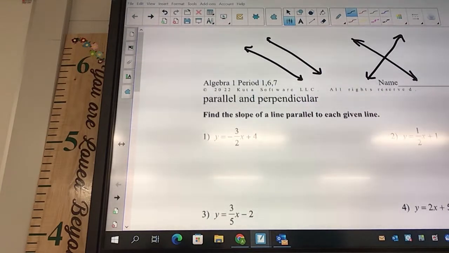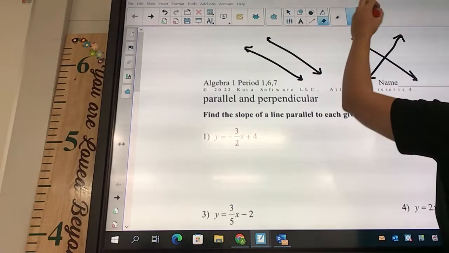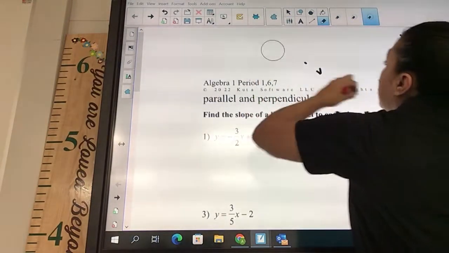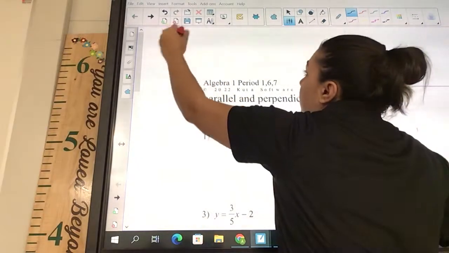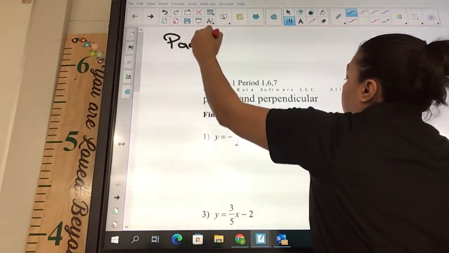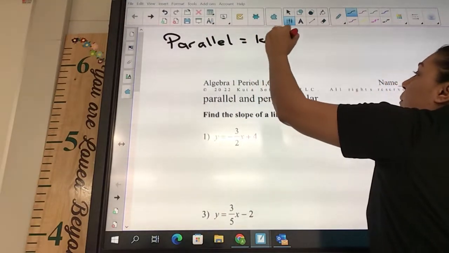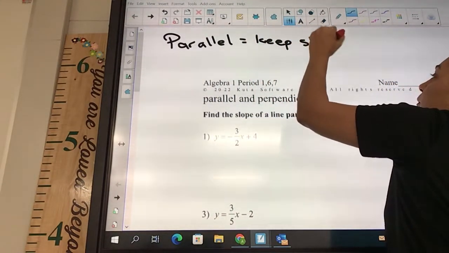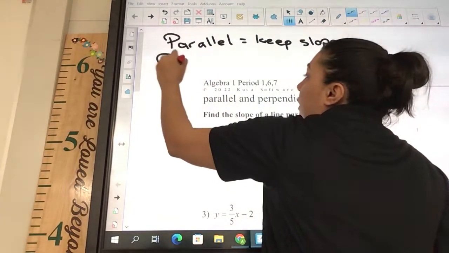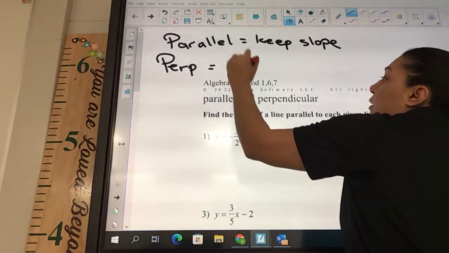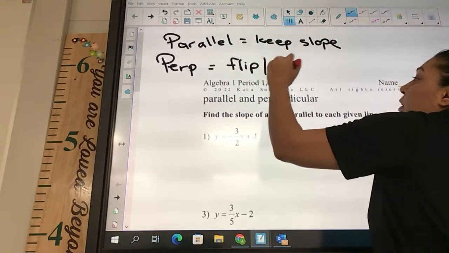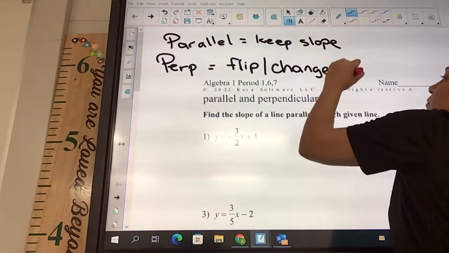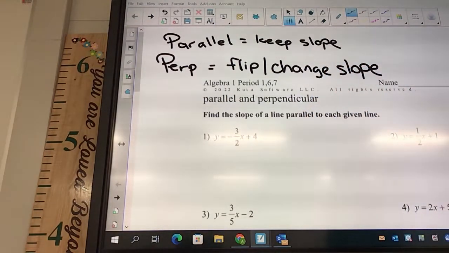So the rule with parallel and perpendicular lines is, if it's parallel, it means you keep the slope. You keep the same slope. If it's a perpendicular line, then you're going to flip and change the slope. So if it's parallel, the slope will be the same. If it's perpendicular, you're going to flip it and change it.